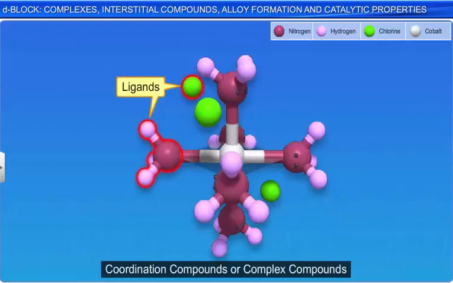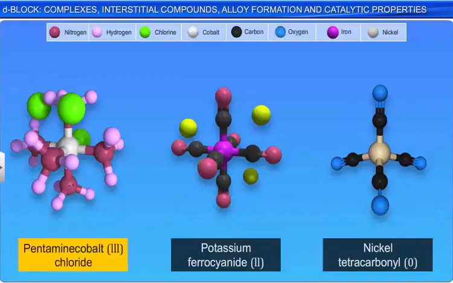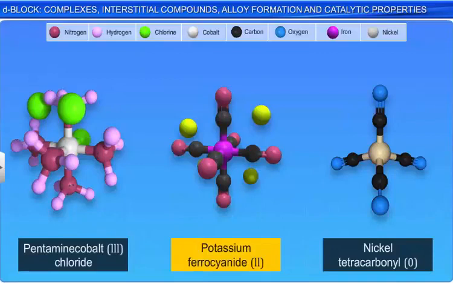Some examples of complex compounds are given here. They are pentaammine cobalt(III) chloride, potassium ferricyanide(II), and nickel tetracarbonyl(0).